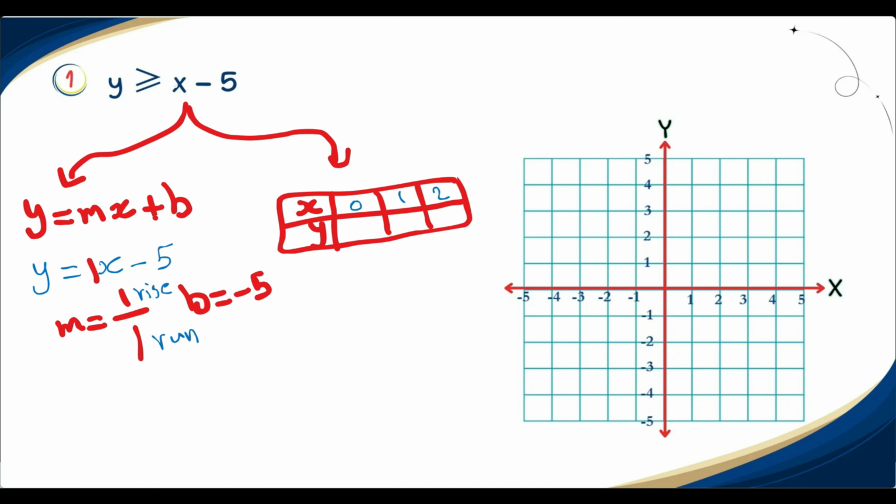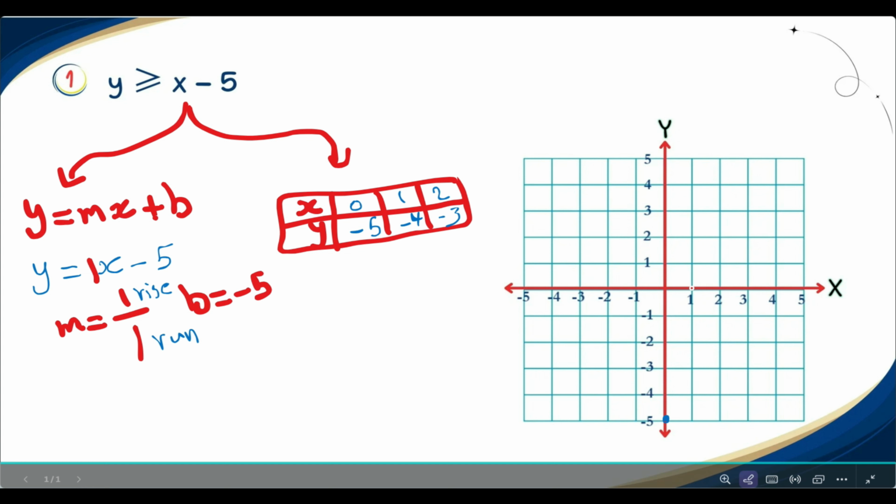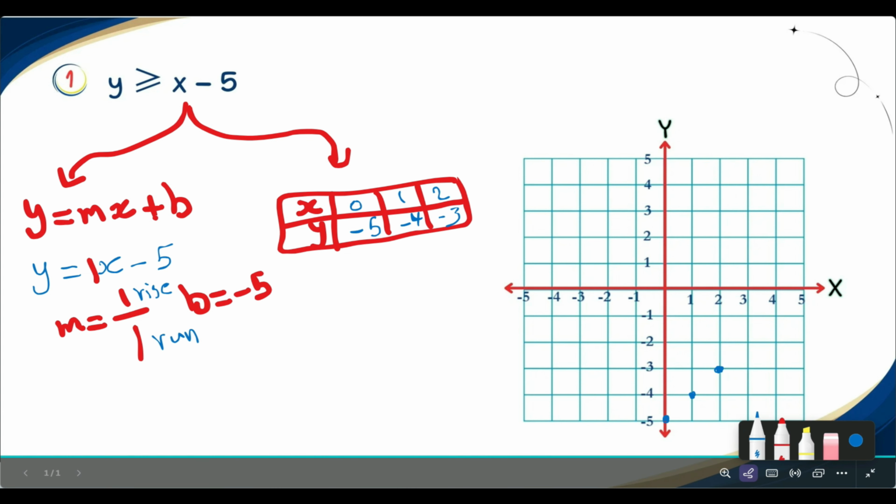Okay. For example, substitute x is 0 here, 0 minus 5, then y will be negative 5. But x is 1, 1 minus 5 will be negative 4. But x is 2, 2 minus 5 will be negative 3. After that, we plot the dots. (0, negative 5): x is 0, and y is negative 5, you put a dot here. (1, negative 4): x is 1, and go down to negative 4 and put the dot. (2, negative 3): 2 here, and go down to negative 3 and put the dot. After that, you connect the dots by a line.